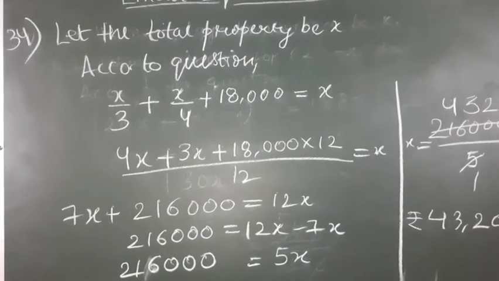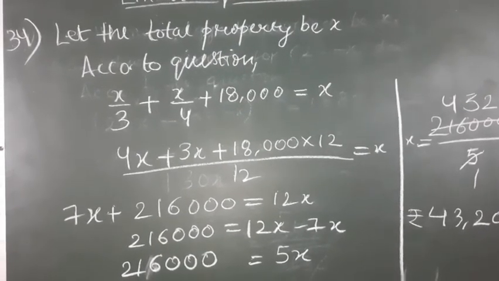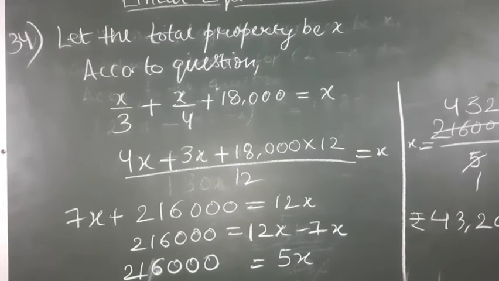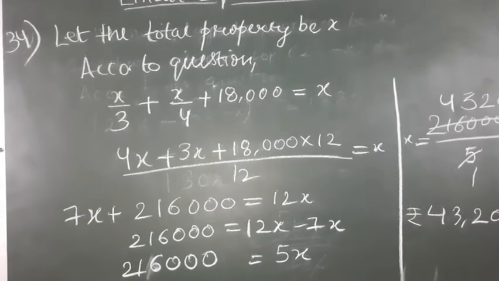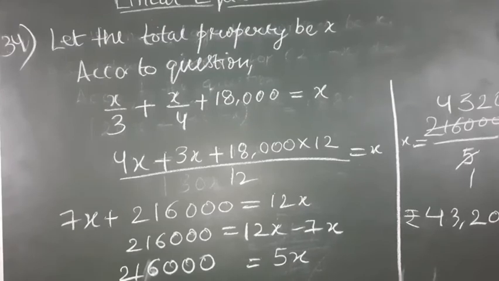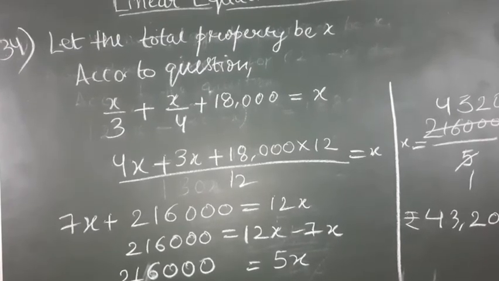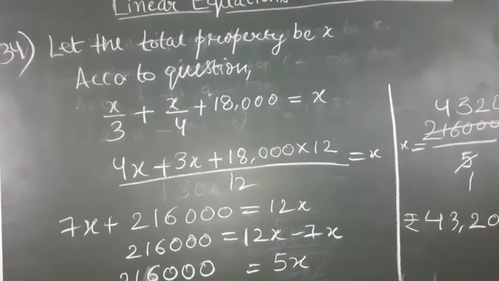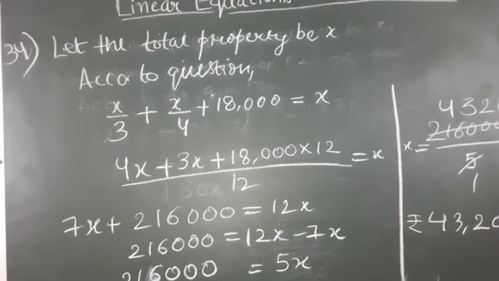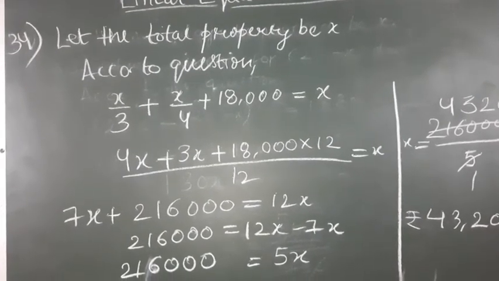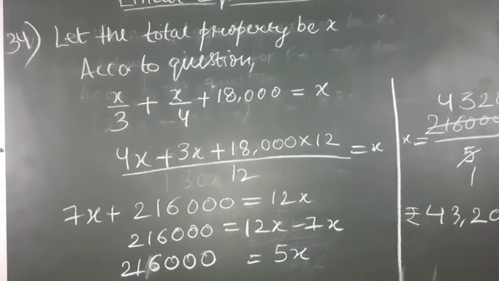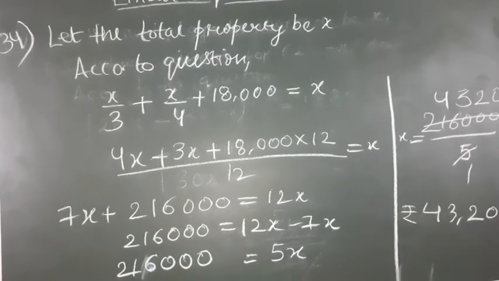Now the LCM of 3 and 4 is 12. So to make it 12, 3 has to be multiplied by 4, and to make it 12, 4 has to be multiplied by 3. So in the numerator it will be 4x plus 3x. Now 18,000 has to be multiplied by 12 because it is not having any denominator. Now 18,000 multiplied by 12 will be 2,16,000. Now 4x plus 3x is 7x.